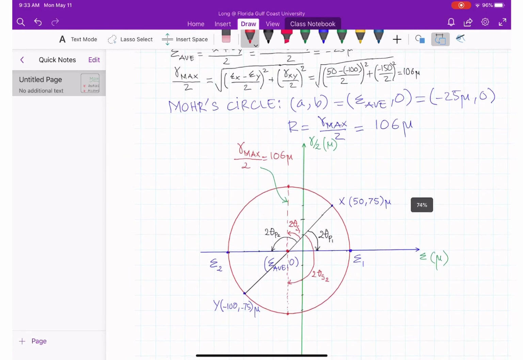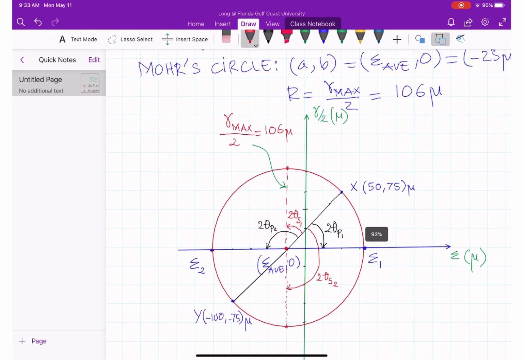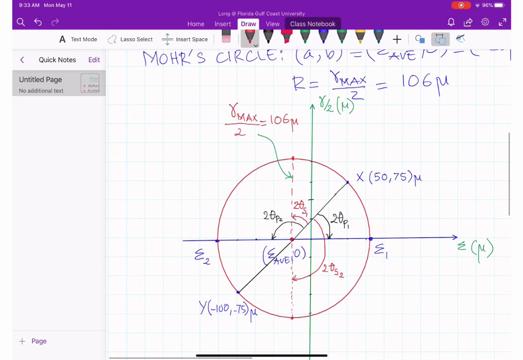That example is very important when we use the analogy from stress transformation to strain transformation, using both the equations, the analytical method, or the Mohr circle.